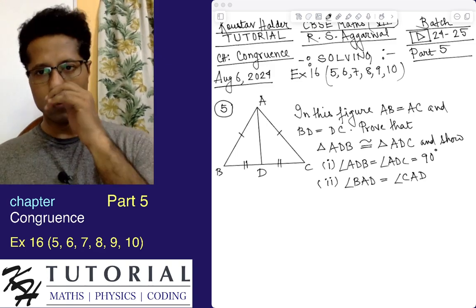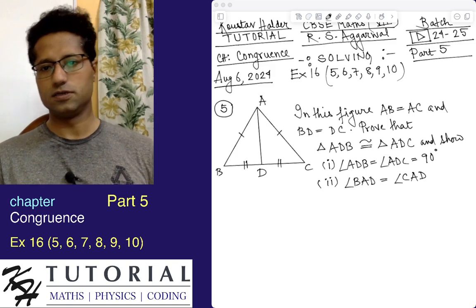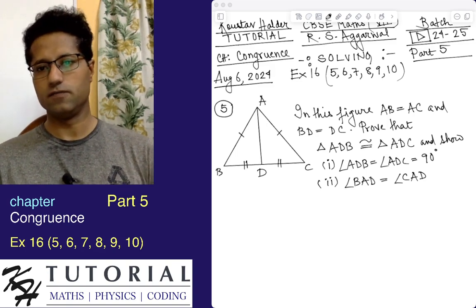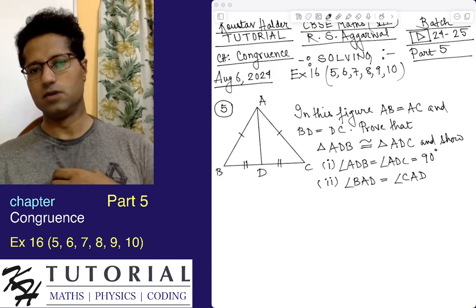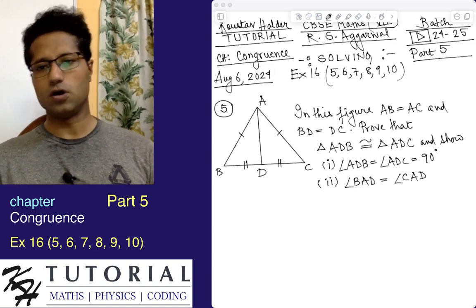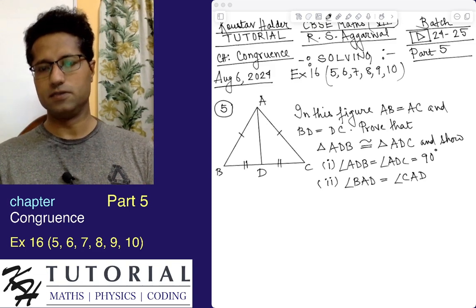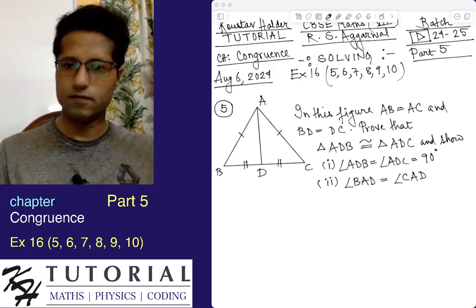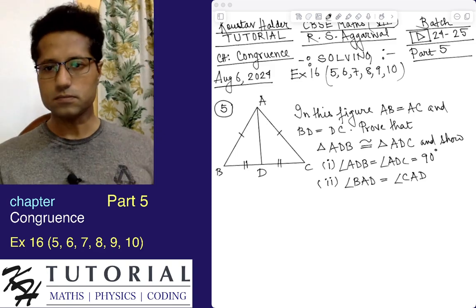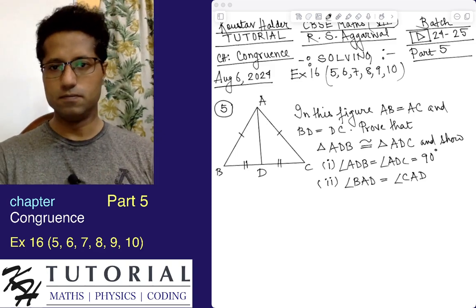Now this is a very common property that in an isosceles triangle, since AB is equal to AC, if we consider the triangle ABC, it's an isosceles triangle where AB is equal to AC, and if you draw a perpendicular from the vertex A on the side BC, then AD bisects the side BC. Anyway, so let's solve this problem.